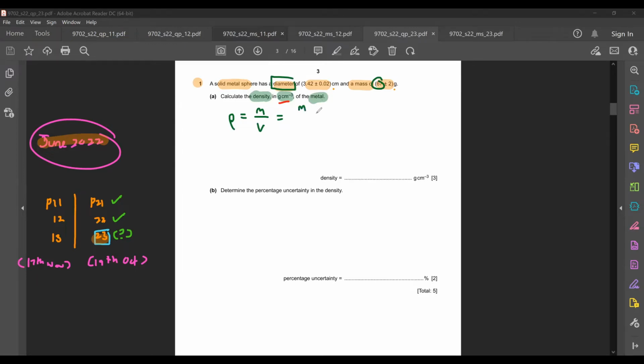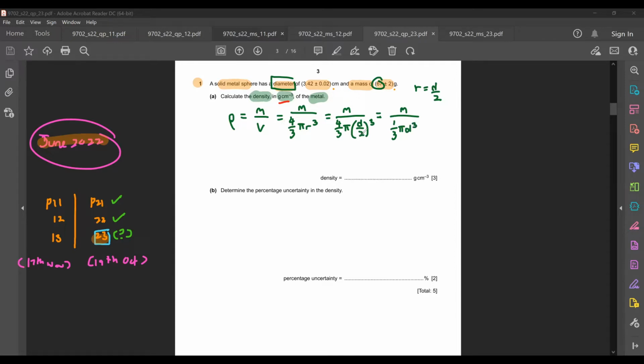So this one is mass over 4 over 3 pi r cube. But I think we better change it to the diameter so that it's easier to see. This one will be 4 over 3 pi. Radius is usually half the diameter, so this one is d over 2 cube. We're actually going to get m over 1 over 3 pi d cube.